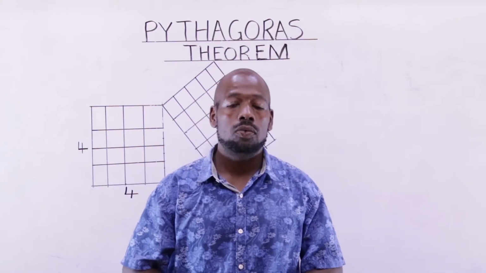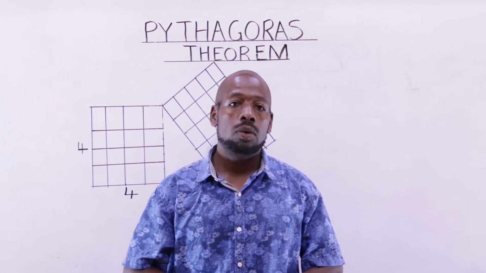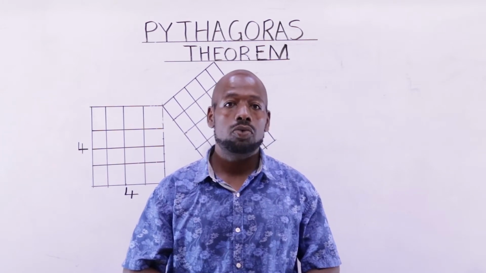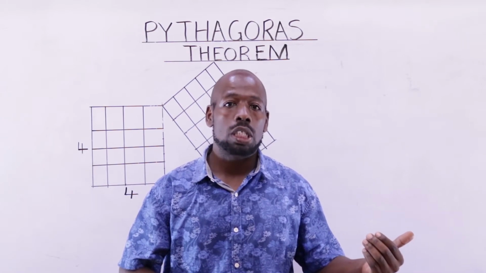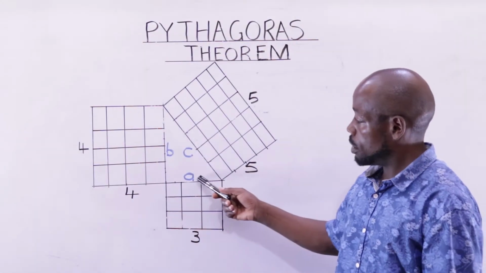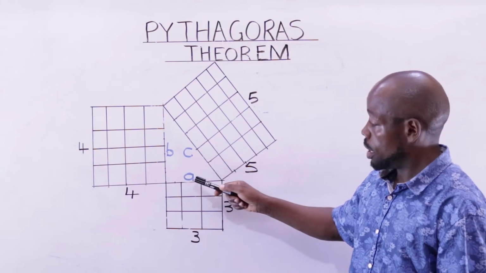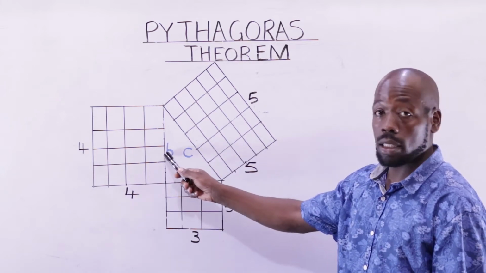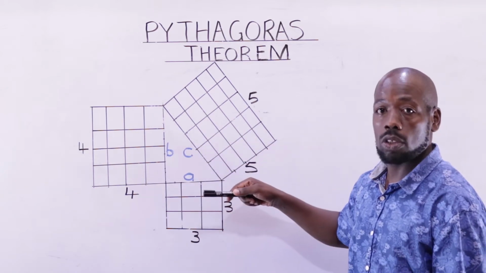In this lesson, we are going to discuss the Pythagoras theorem, where we will be looking at the relationship between the base, the height, and the hypotenuse. In our right-angled triangle here, we have the sides A, B, and C. A represents the base, B represents the height, and C is the longer side, which we call the hypotenuse.